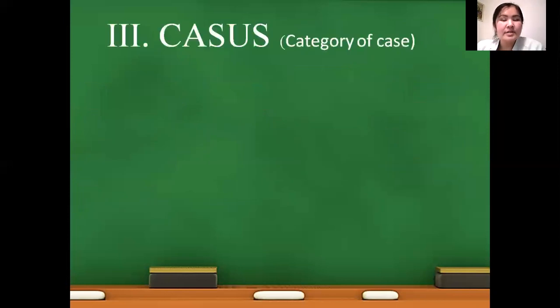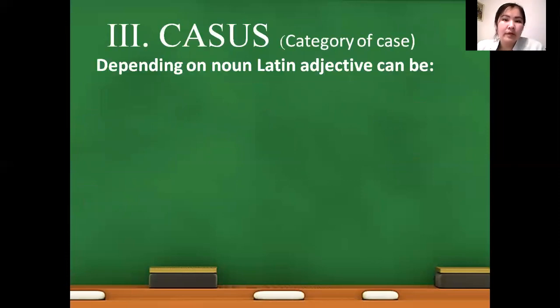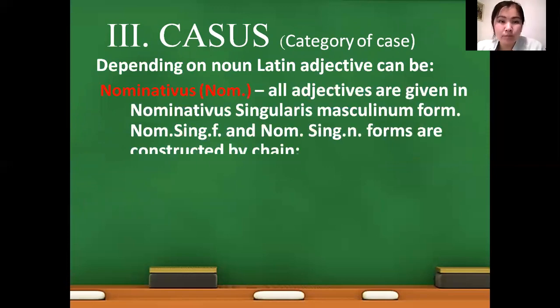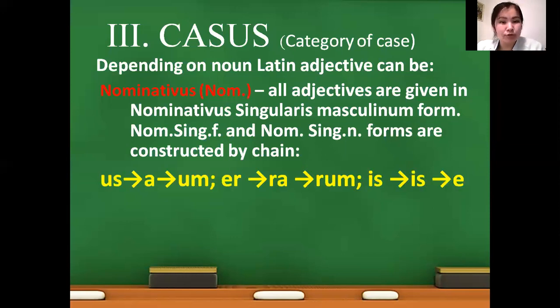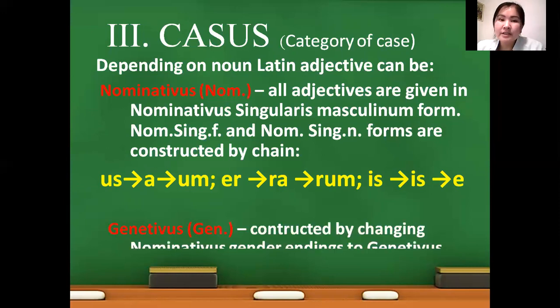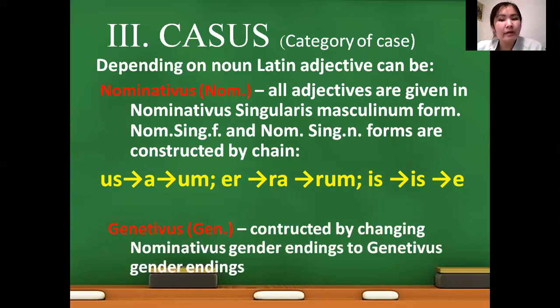So the next category is casus, the case category. Like a noun, and depending on the noun, a Latin adjective can be in nominativus form and can be in genitivus form. In nominativus form, adjectives are given only in the male form. Femininum and neutrum forms we need to construct. And in constructing gender forms, we must all the time follow the sequence of gender endings: us, a, um; er, ra, rum; is, e.